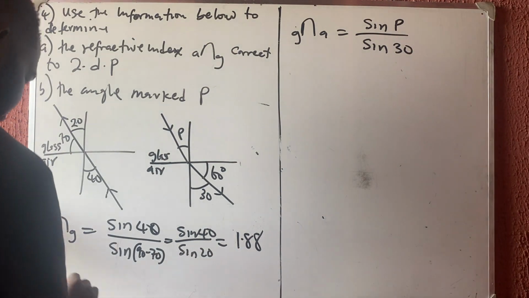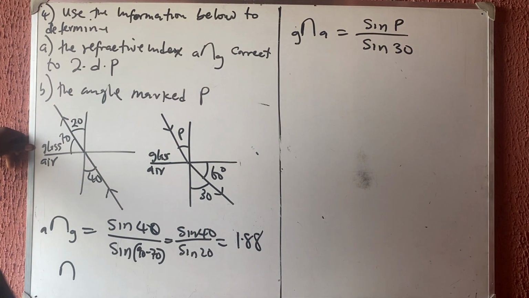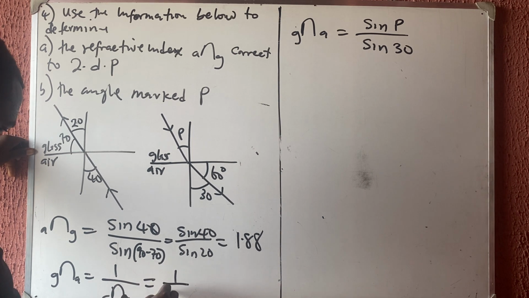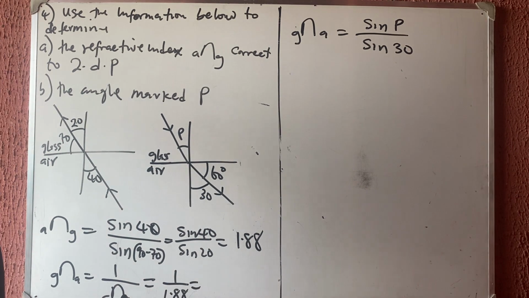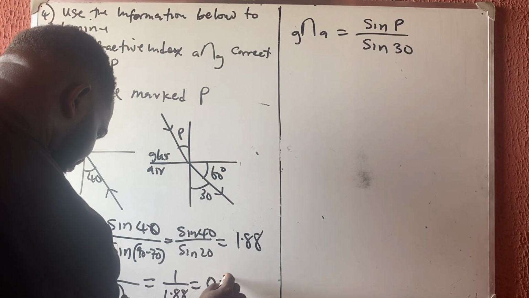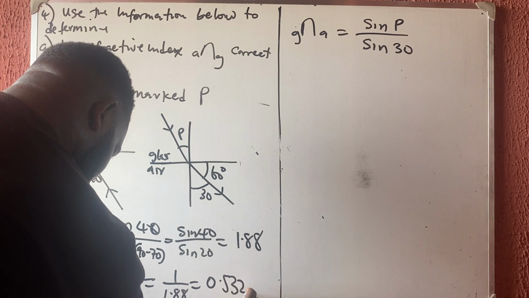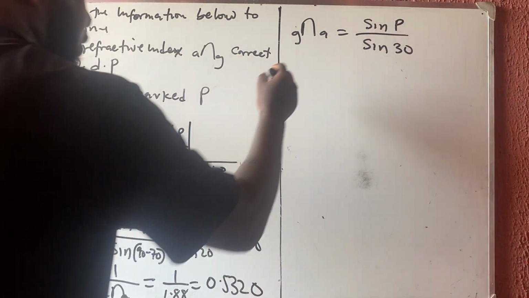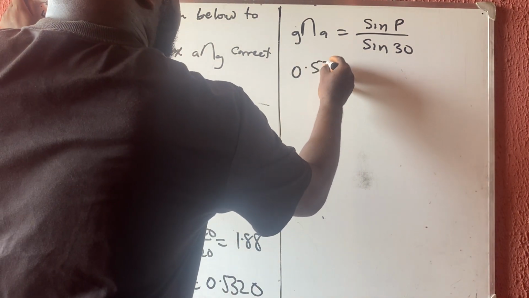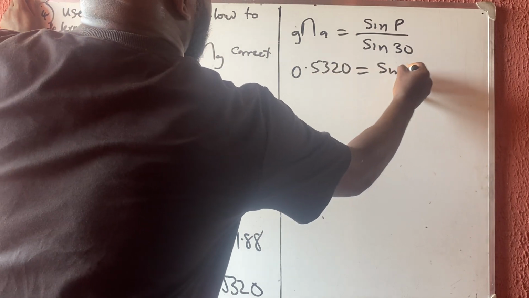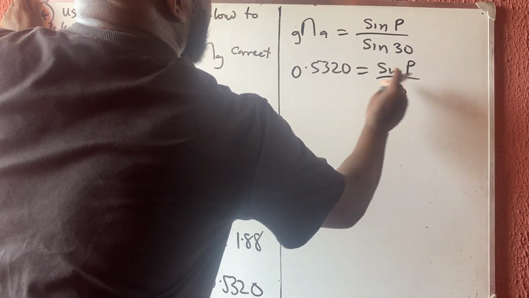But to get this one is 1 over this one. Please don't forget that your n g to A should be 1 over n A to G, which is equal to 1 over 1.88, which will give you 1 divided by my answer. I'm going to get 0.5320. Okay, so I'm going to use 0.5320 is equal to sine P over sine 30, 0.5.